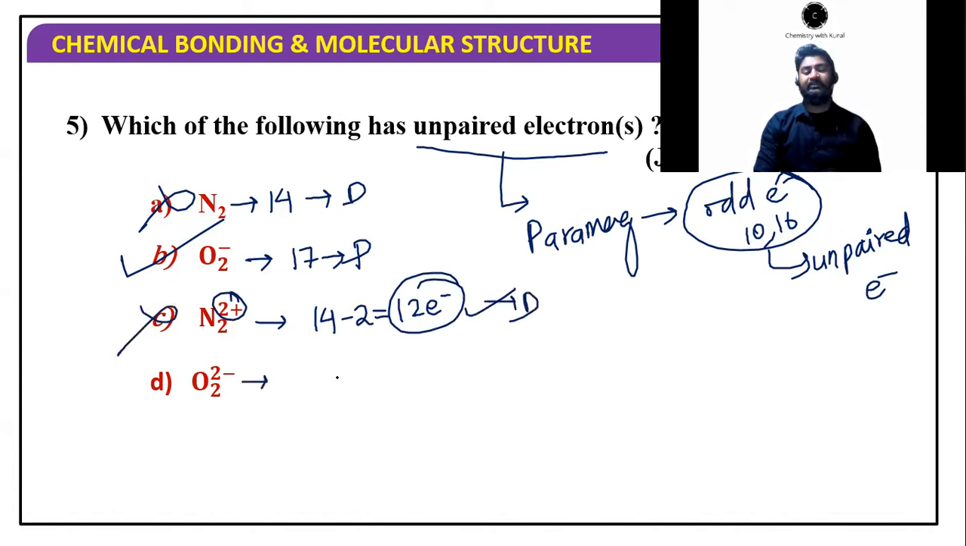O2 2 minus, peroxide, right? What will be the count? 16 plus 2, 18. Is it an even number? Is it 10 or 16? No. Therefore, it will be diamagnetic. So the answer is option number B. Excellent. This is how we do it.